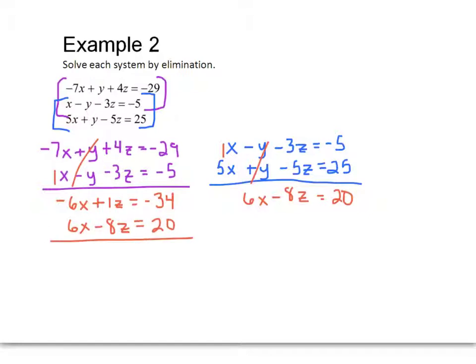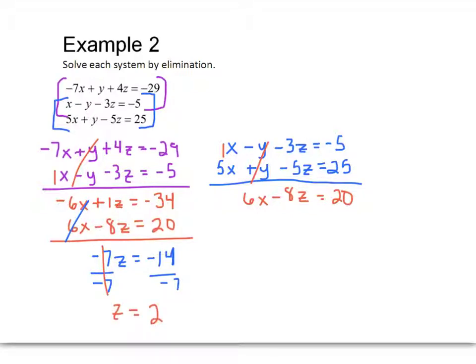And in this case, it'd be easiest for us to eliminate the x's. It's already set up to eliminate right here. So 1z minus 8z is negative 7z. Negative 34 plus 20 is negative 14. And so I would divide by negative 7 on both sides. And I get that z equals 2.